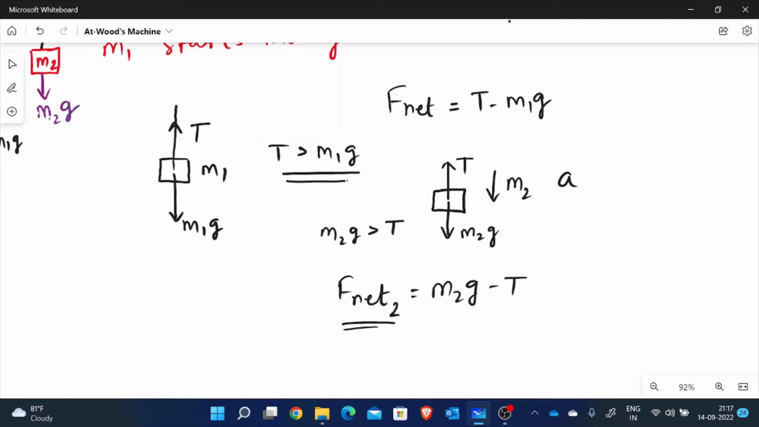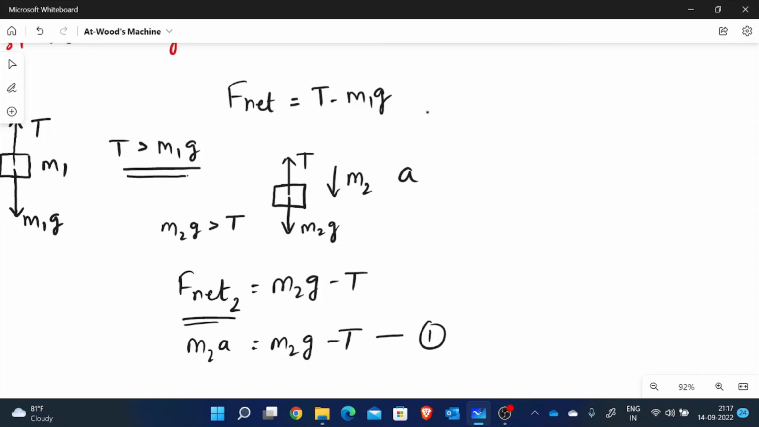Right? F net is actually the force acting on mass M2, and to find the F net we can write M2A is equal to M2G minus T. Let's make it our equation number 1. Similarly, we can write an equation for the second situation. We can write M1A, which is actually net force, is equal to T minus M1G. This is, let's say, our equation number 2.